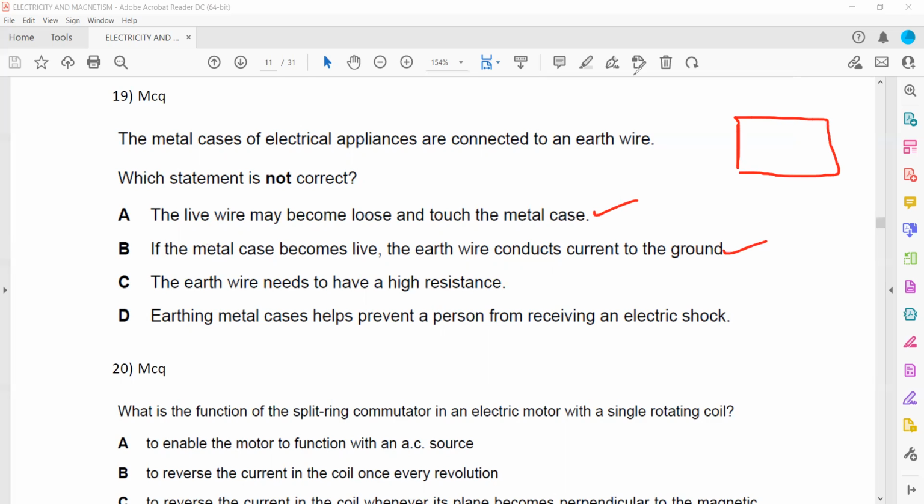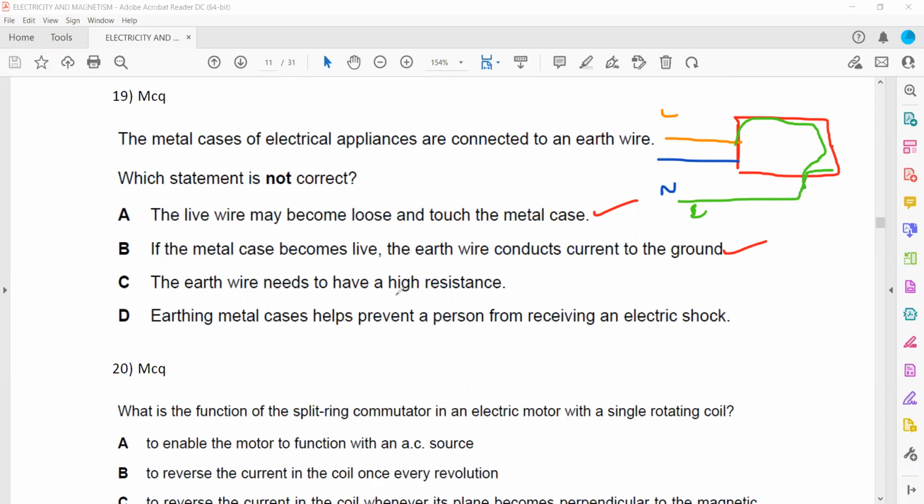Like what happened? So this is the appliance, say an electrical heater, and we have the live wire, orange for example representing a live wire and blue representing a neutral wire. What happens if the live wire is in contact with the metal body? The earthing wire will remove the extra current, if there is any, out from the body.